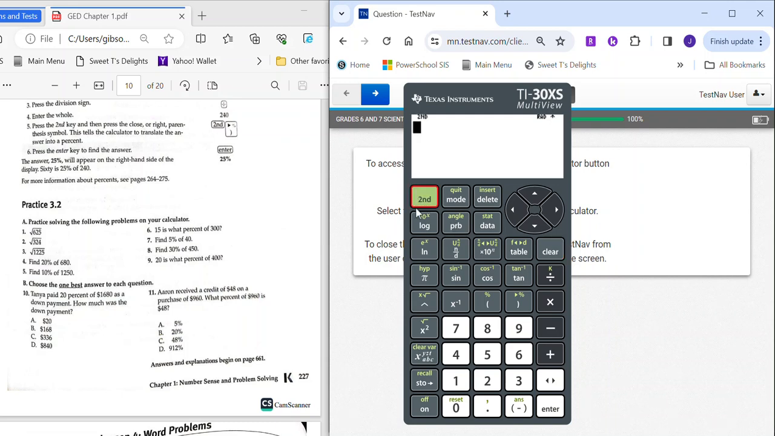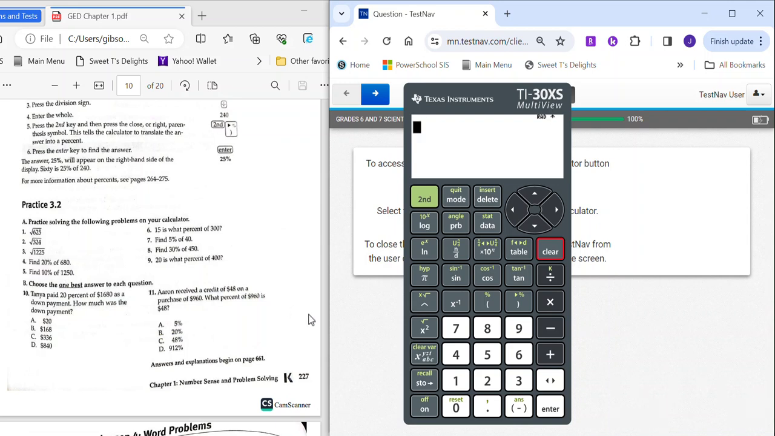Now we'll press second, the square root of 1,225. Press enter. That gave us 35. So we clear that. Now it says find 20% of 680.